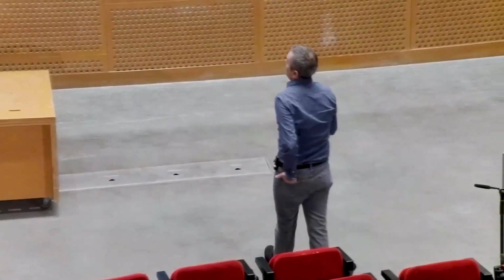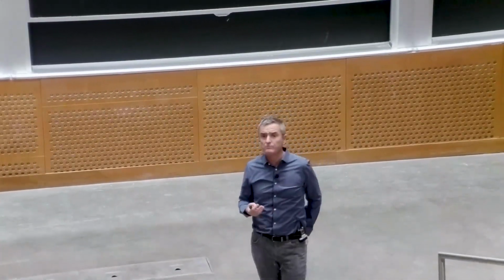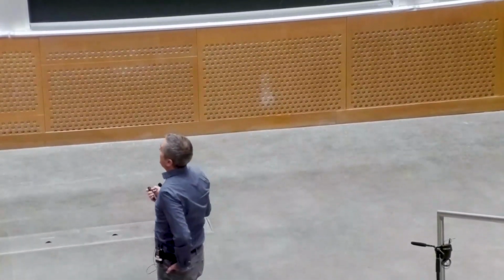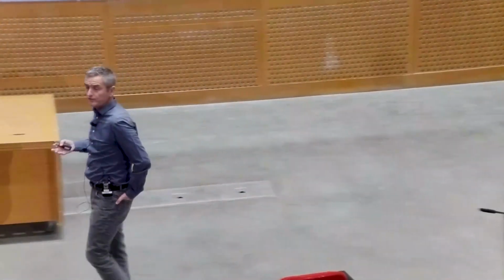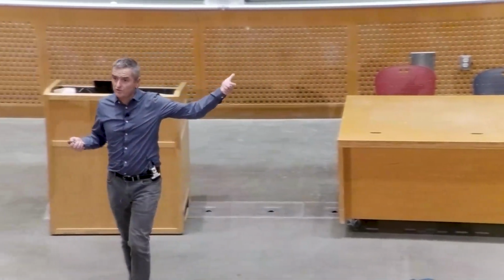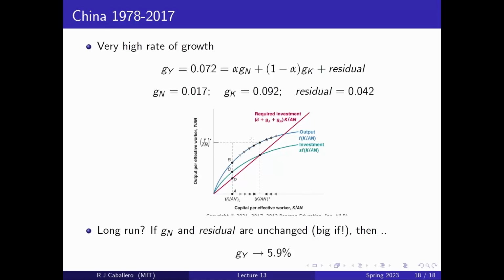Well, there are similar things we can measure fairly well. Population growth during this period in China was around 1.7% per year. There was a massive amount of investment. The capital stock was growing at a rate of 9.2% per year. And the residual, you can compute it using the Solow approach, is around 4.2%. Okay? So that 7.2% is a result of the weighted average of these three things. Okay? So that's a basic explanation of growth in China during that period.